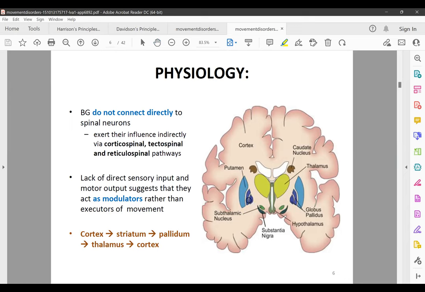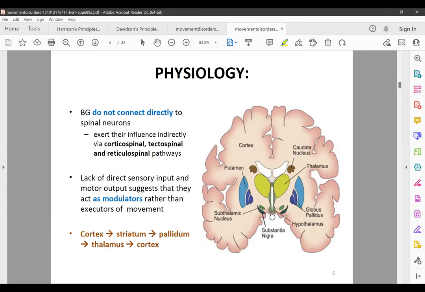You can see the globus pallidus there. And also you can see the thalamus, which is green in color. And in between is the third ventricle. And the end of that is the hypothalamus. And below the thalamus is the subthalamic nucleus, and below that is the substantia nigra. In fact, substantia nigra is not at the level of thalamus, it is in the midbrain.